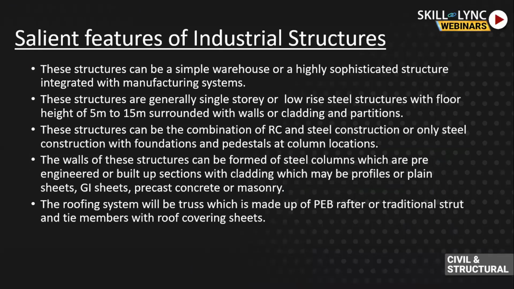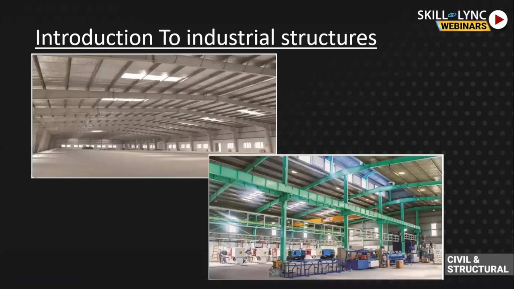And then the roofing system will be truss, which might be a single PEB rafter, or you'll have a traditional strut and tie model as well. I will show the pictures of those in the further slides. So just now you can see here is a single rafter. Everything, the purlins, are resting on this single rafter, so you can have this wide space inside without any columns in between.